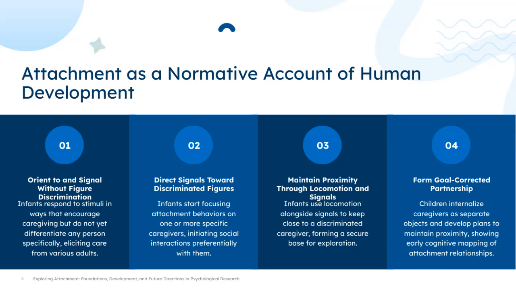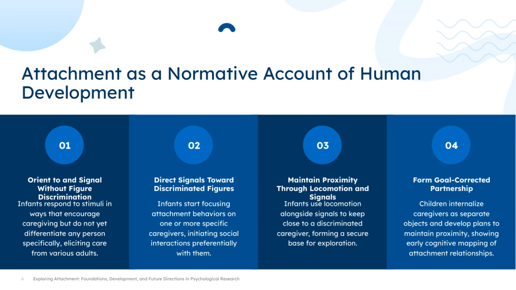Let's walk through the 4 phases of attachment development, based on Bowlby's theory. In the first phase, infants respond to any caregiver without distinguishing one person from another. They signal their needs broadly to elicit care from various adults around them. Moving to the second phase, infants begin to focus their attachment behaviors on one or more specific caregivers. They start directing their social signals preferentially toward these particular figures.